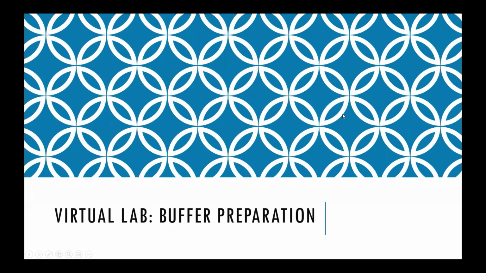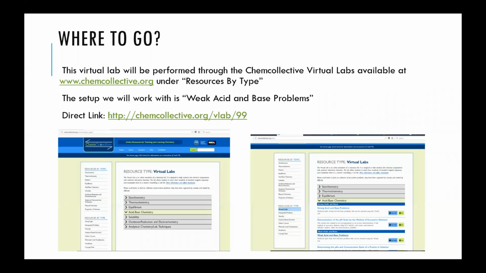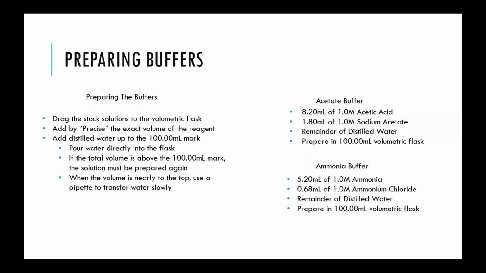So in this virtual lab, you're going to be preparing 2 different buffers and then testing both of these buffers by adding additional acid and additional base. So the first step is to just prepare the actual buffers. And you're going to be dragging the stock solutions directly to the volumetric flask, and you can precisely add the amount of reagent that's needed.